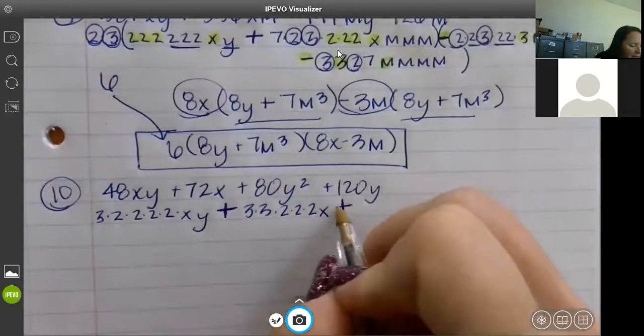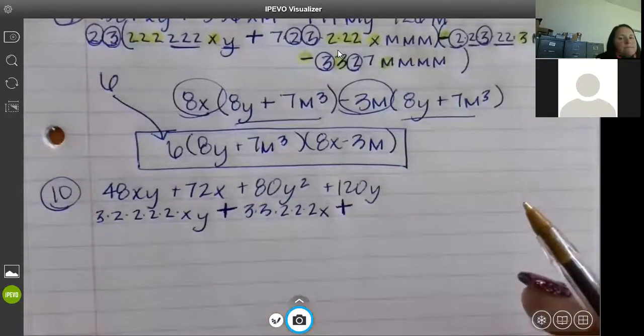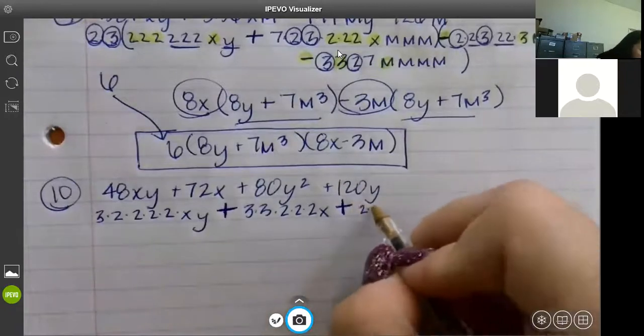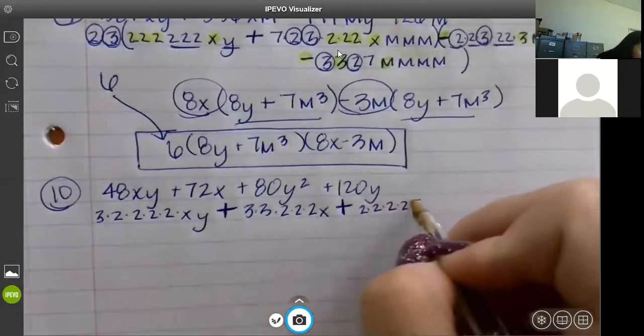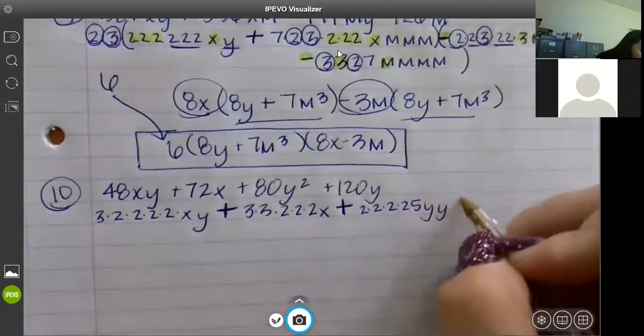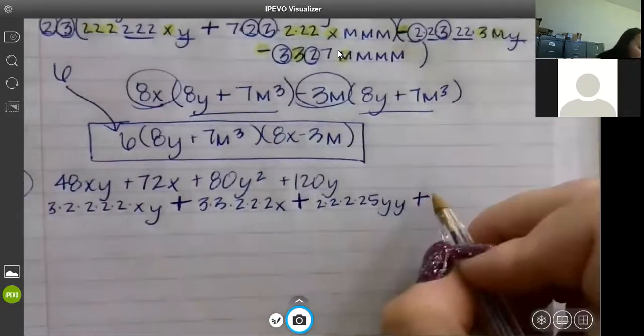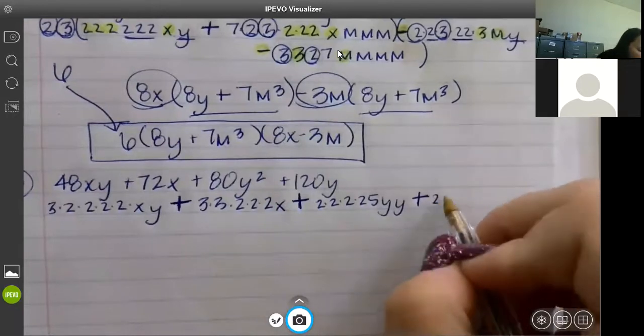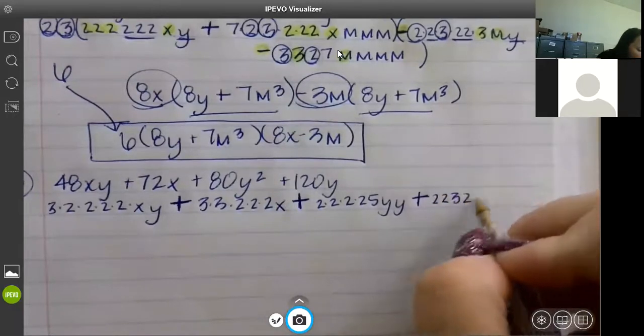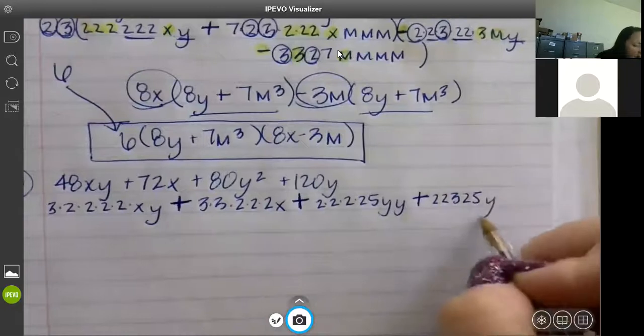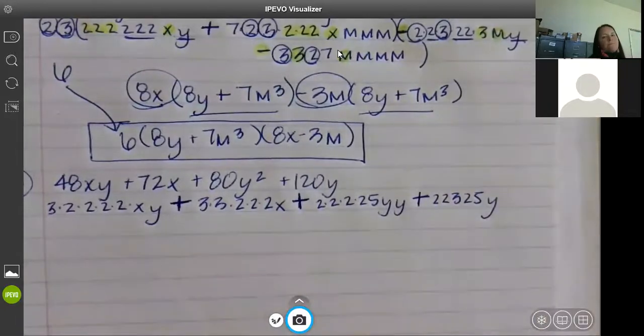What are your factors of 80? 8 and 10. 8 is 3 2's. 10 is 2 and 5, and we have 2 Y's. And your factors of 120 are 12 and 10. 12 is 2, 2, 3. 10 is 2 and 5, and a Y.